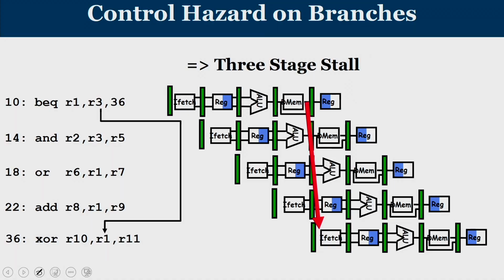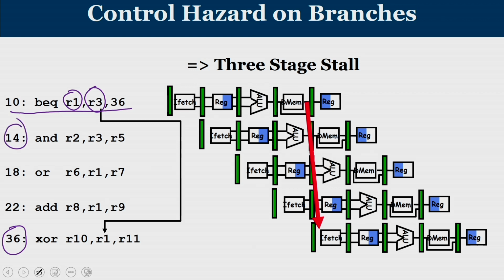Let us now deal with the third category of hazard. It is known as control hazard on branches. Consider the MIPS instruction branch if equal to. The meaning is: if the values of R1 and R3 are equal, then I have to jump to line number 36 or address 36. If they are not equal, then I will go to 14.